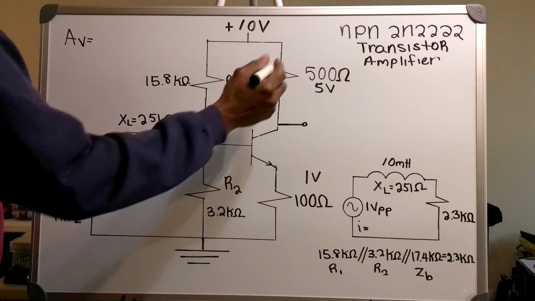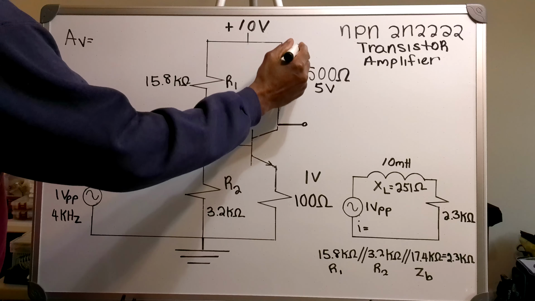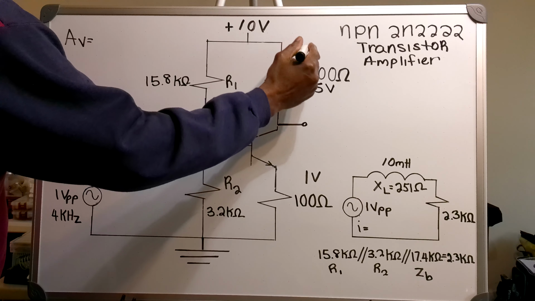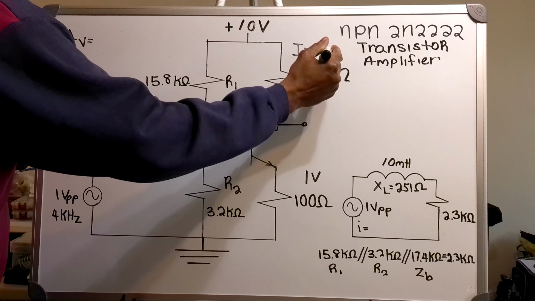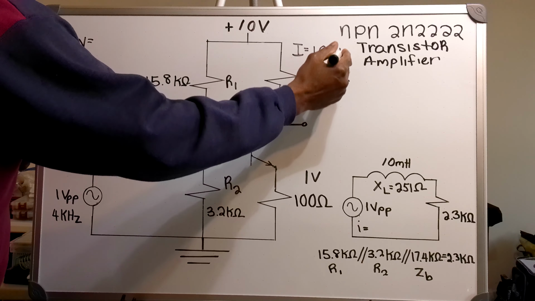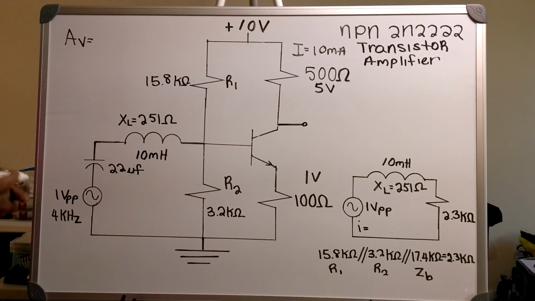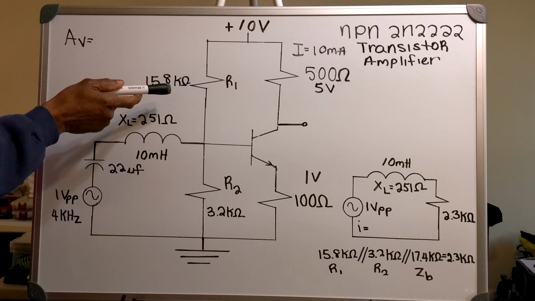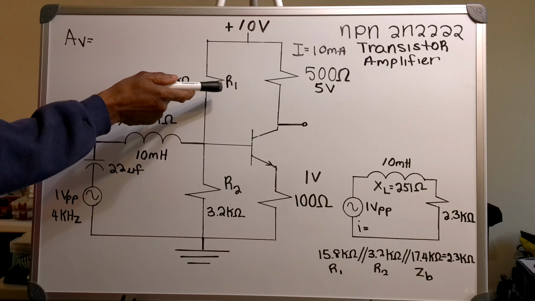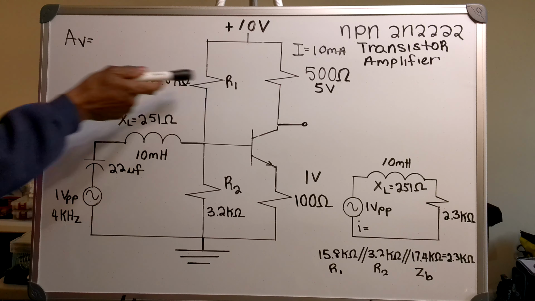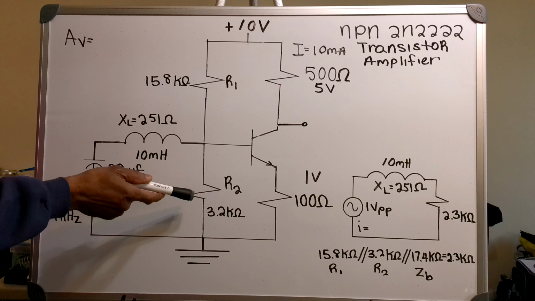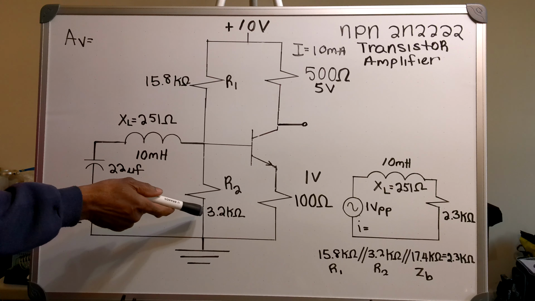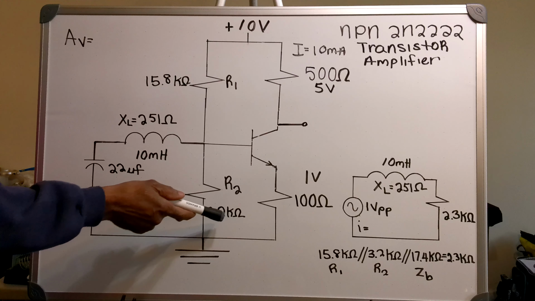So the collector current equals 10 milliamps. Now on the back of the transistor, I've got resistor R1, which is 15.8 kilo ohms, and resistor R2, which is 3.2 kilo ohms.